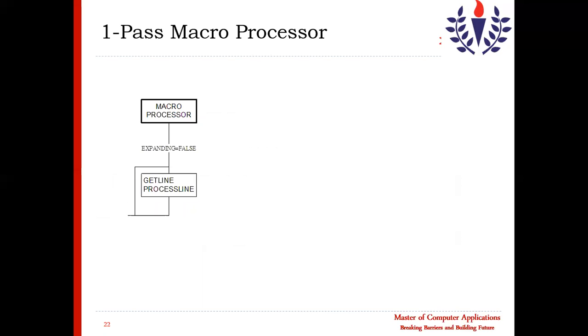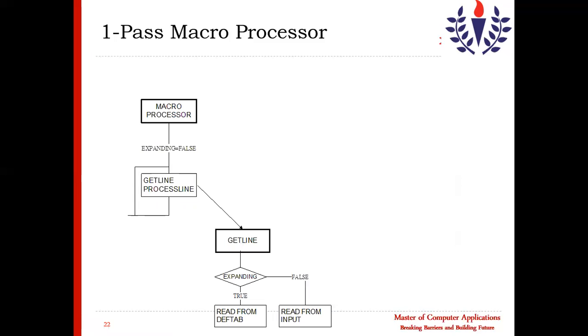Now, there is also one diagram that you can see, the flow chart. How one pass macro processor will work. So see, the macro processor first sets expanding equal to false. Okay, and it will call the procedure get line and procedure process line. First, no expanding; first it will call the get line procedure and process line procedure. Then first the get line procedure will be called, that means getting the line.